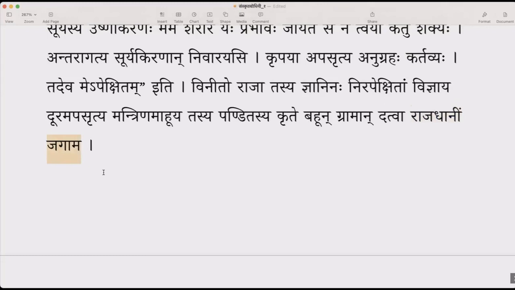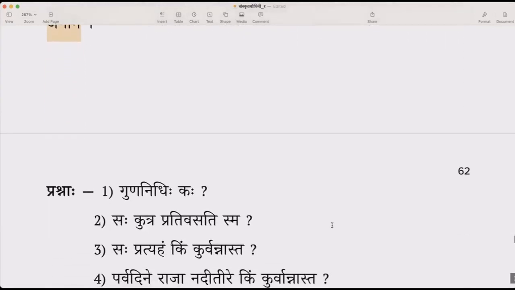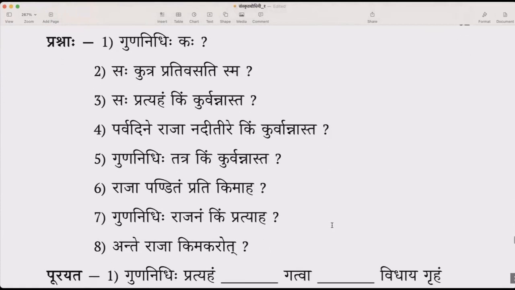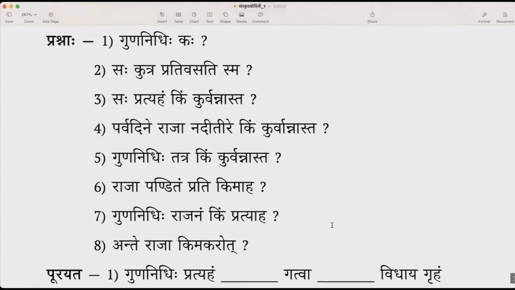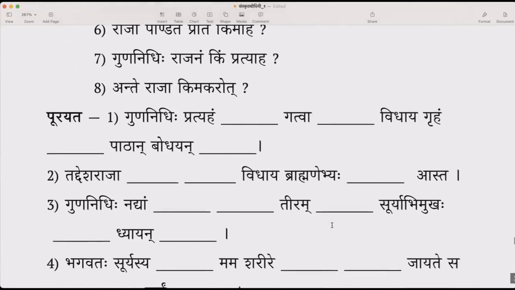So jagama is lit lakara of gam dhatu. Jagama, like agachat, jagama. Good. So every form of a verb has been addressed here. That's what I said. I went through this book. I wanted to note down what are the popular lakaras he's covering. There's nothing left.